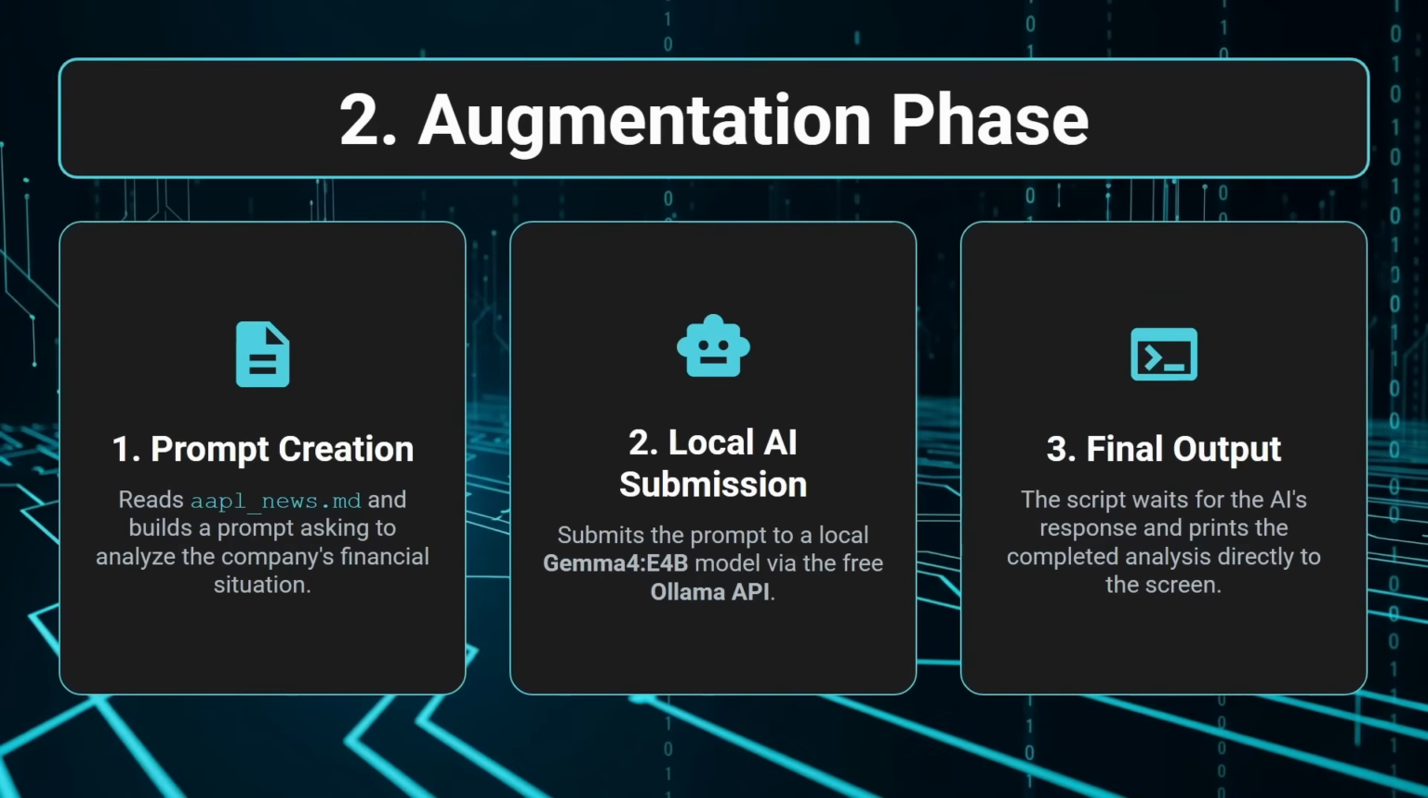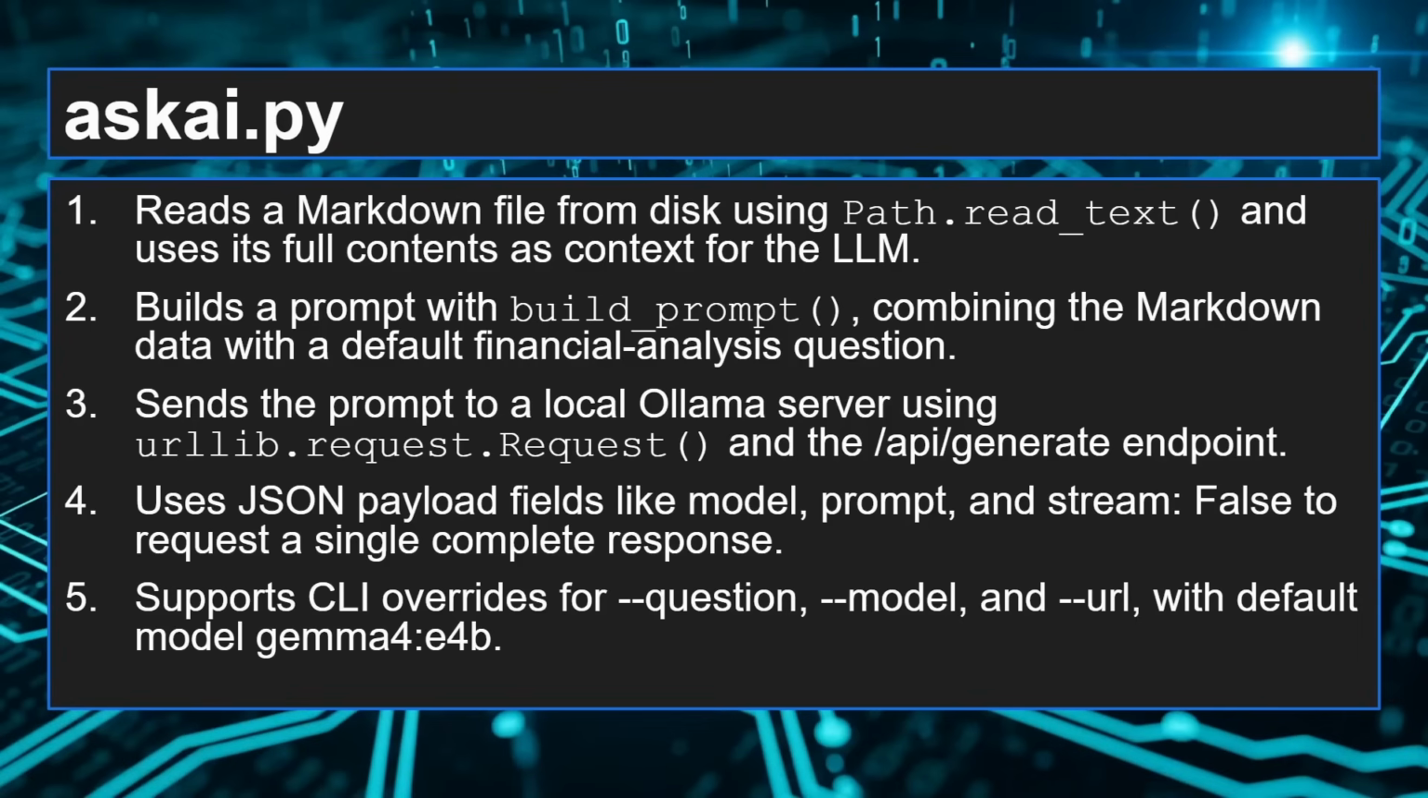And finally, when you get a reply from the AI, it will print it out, and that's all inside of a file called askai.py. So it reads the markdown file, it builds a prompt. Okay, then it sends it over to Ollama because it's, again, a request. So you send the request over to the Ollama API, and then it uses JSON to specify what model you want to use and all that kind of stuff.